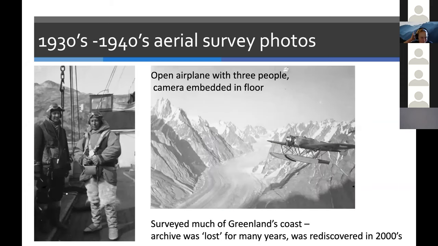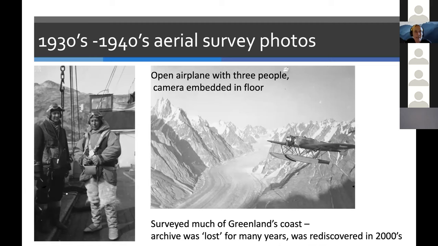This archive is really stunning. It was one of the first places where aerial photography got used to systematically map coastlines and glacial outlets, etc. This was started in the 1930s. They flew this with an open plane. You can see the pilot sitting there, and then there's two people who manage the camera that's in the bottom here and takes photos down.